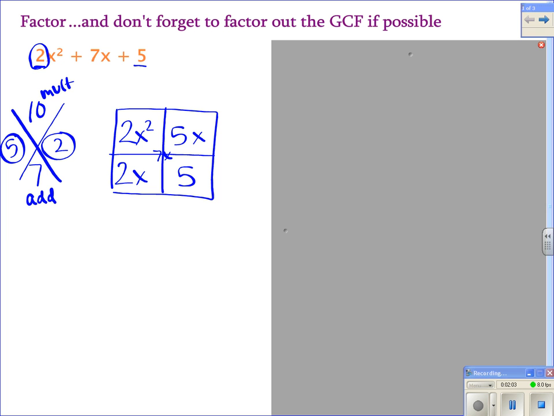Now all you have to do is figure out what's in common with each row and column. So what can you divide out of this last column right here? There's a 5 in common with both terms. What's in common here? 2 and x. What about here? And what about here? There's only a 1 that you could divide out of both of those. Okay, here are your two answers. x plus 1, 2x plus 5.